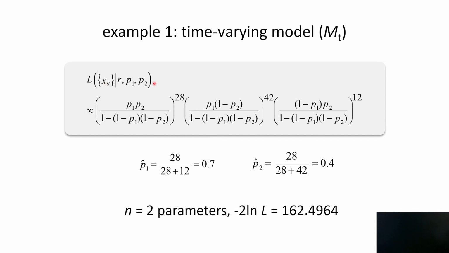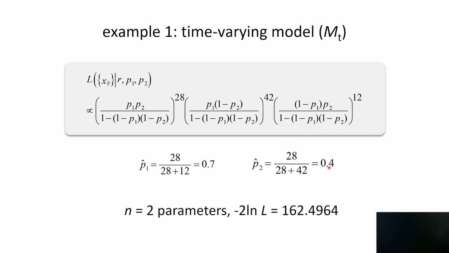So recall, here's the likelihood expression for time-dependent P. P1, P2. We had 28 individuals that we saw the first time and the second, 42 individuals that we saw the first time but not the second, 12 individuals we saw the second but not the first time. These are the probability expressions in the numerator for each of those encounter histories. The denominator, you'll recall, is the probability of being detected at least once. We grind through the algebra, get the computer to do the work. Here are the maximum likelihood estimates: P1 is 0.7, P2 is 0.4.